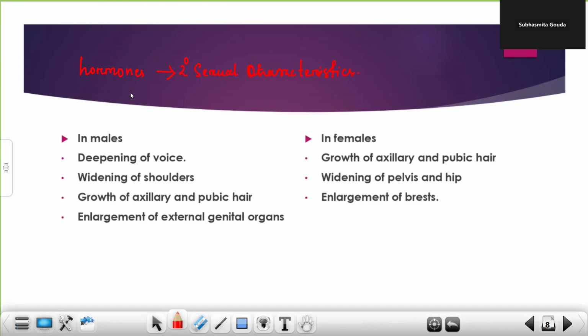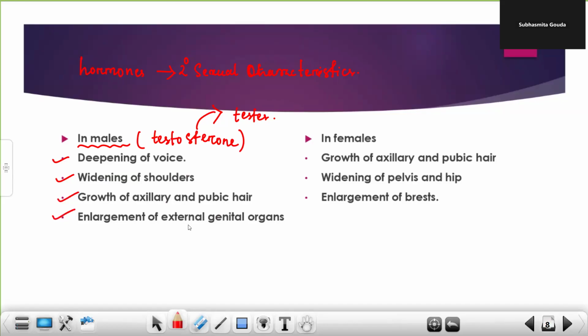Okay, so how are the secondary sexual characteristics developed? Secondary sexual characteristics in males develop under the influence of testosterone. Testosterone is the hormone secreted by the testes in males. These include the deepening of voice, widening of the shoulder, and growth of axillary and pubic hair.